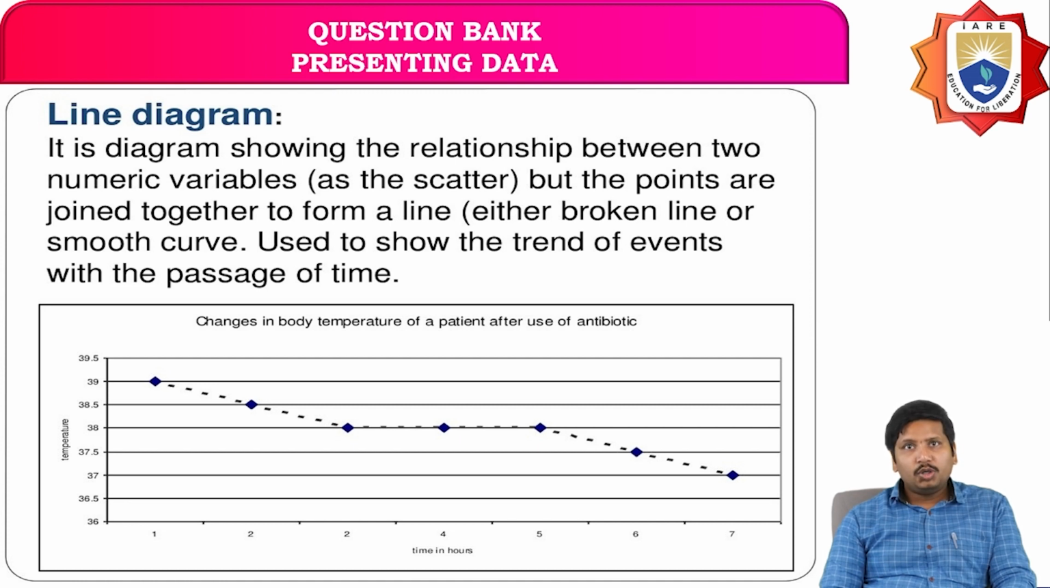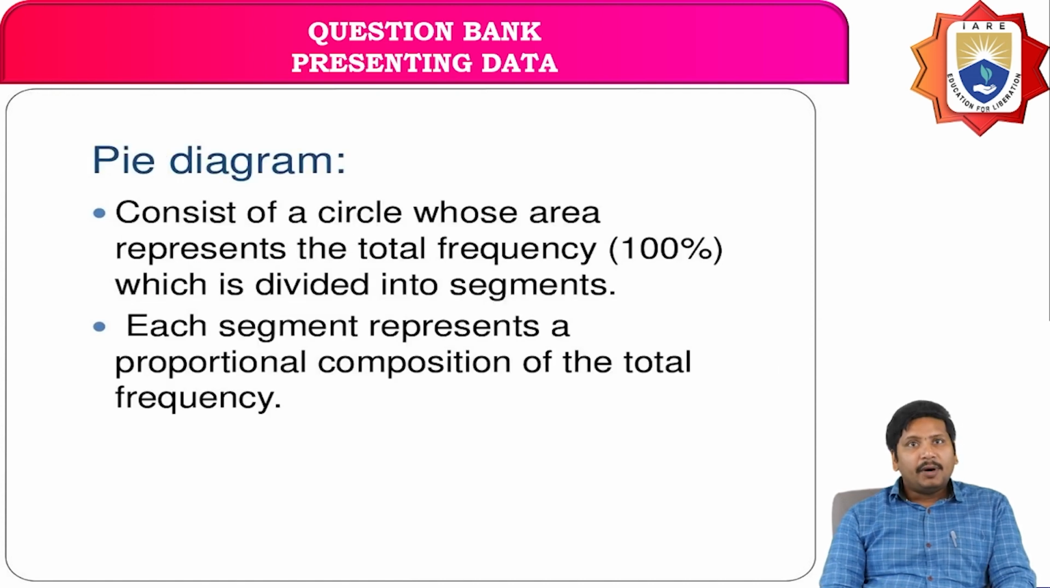This also shows the relationship between two numeric variables, where the points are joined together to form a line, which is used to show the trend of events in a past time period. So the line diagram shows the relationship between two variables, with the points joined to form a line showing the trend of events with the passage of time.